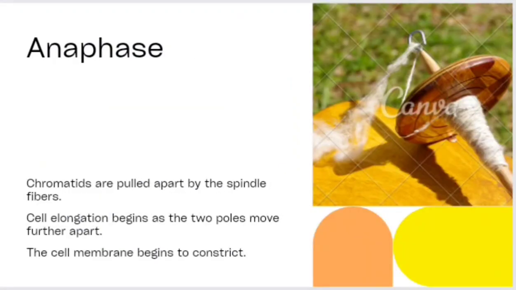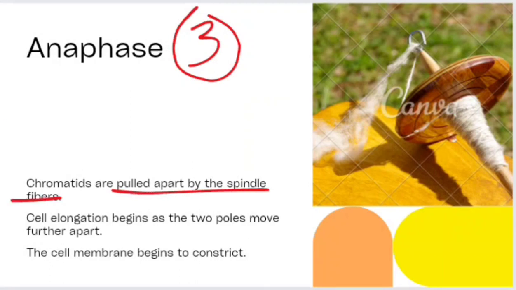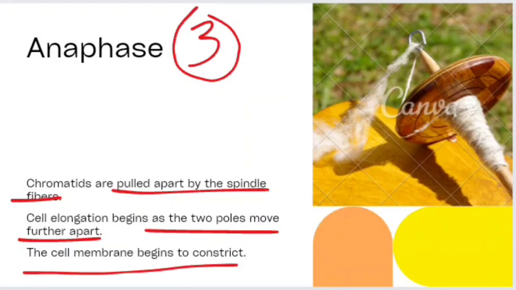The next stage is anaphase. This is the third stage. Chromatids are pulled apart by the spindle fibers. And then cell elongation begins as the two poles move apart. Then the cell membrane begins to constrict. Now I'll explain the whole process.